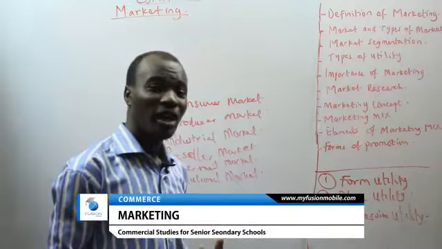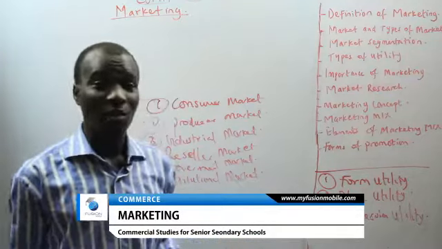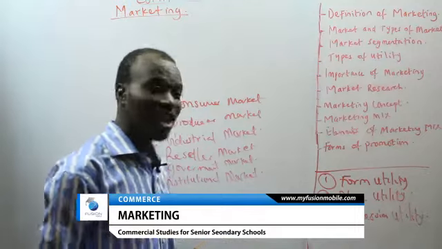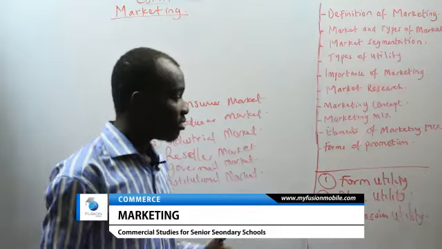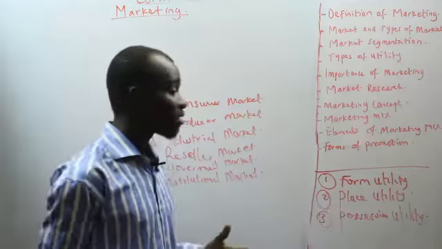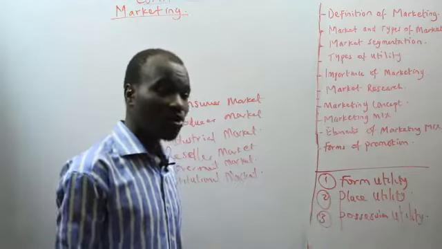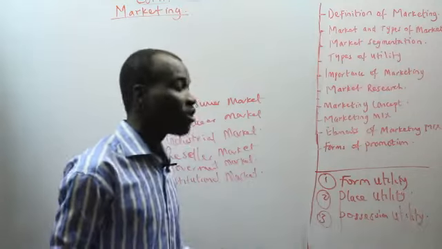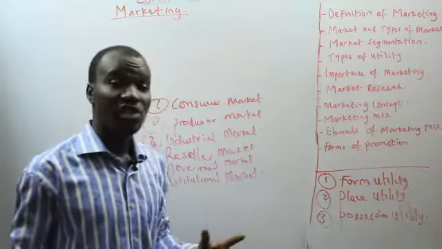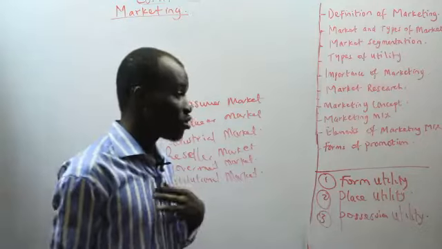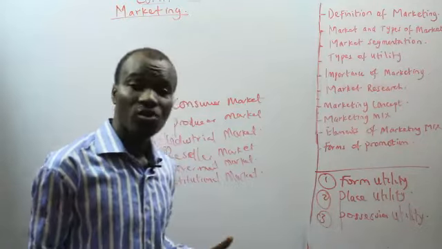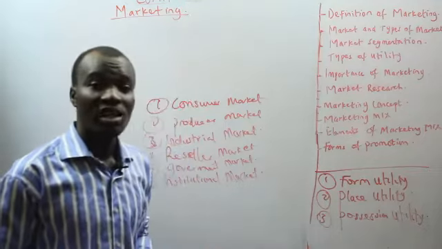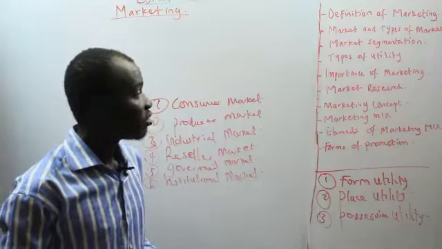Now, place utility involves the movement of goods from one place to another. If goods move from one place to another, place utility is created, because such goods are then able to satisfy the needs of a particular consumer in that place. The next one is possession utility. This involves the transfer of ownership or title of goods. Once there is transfer of ownership of goods to the consumer, possession utility has been created.